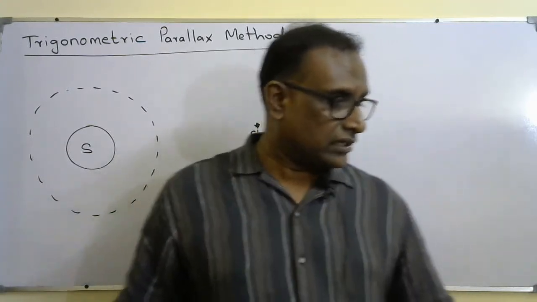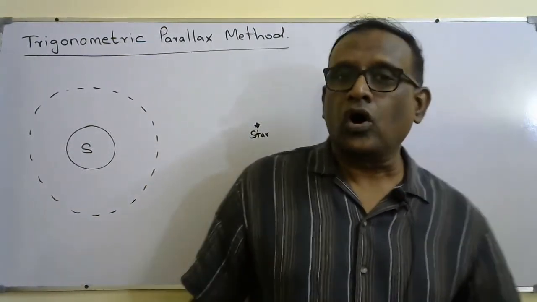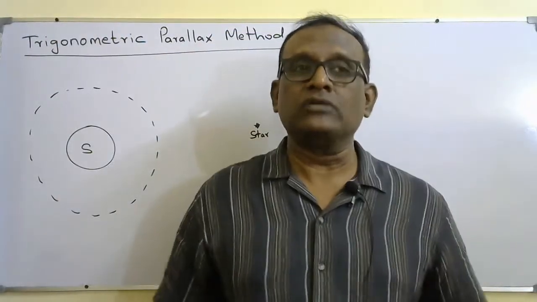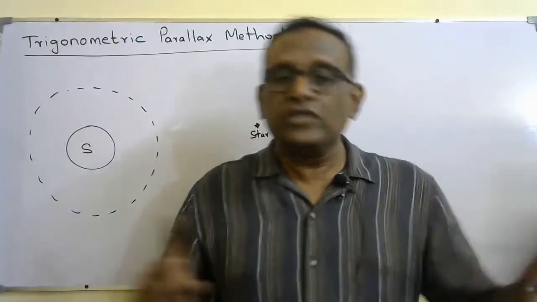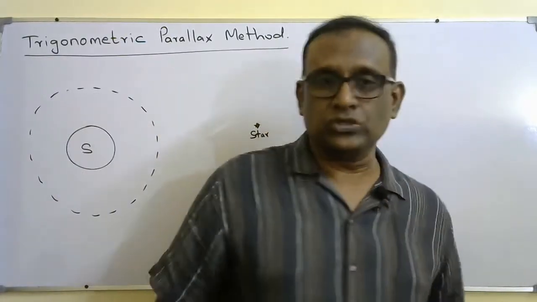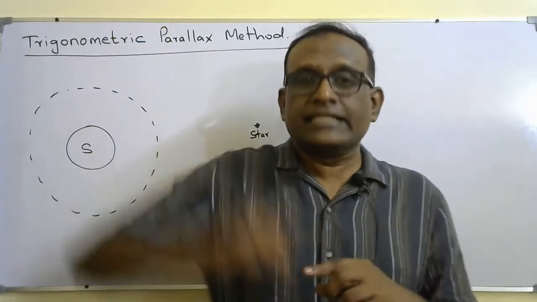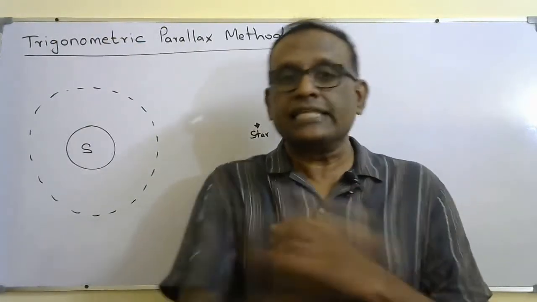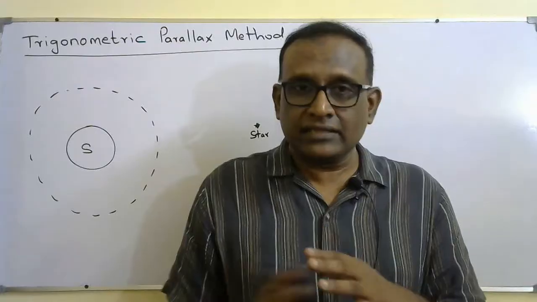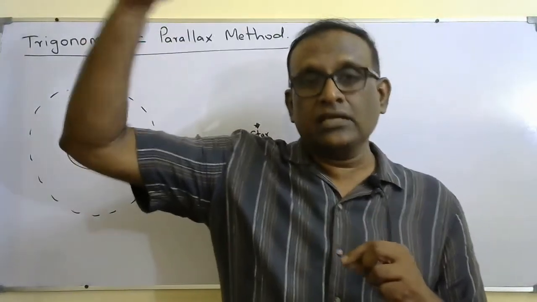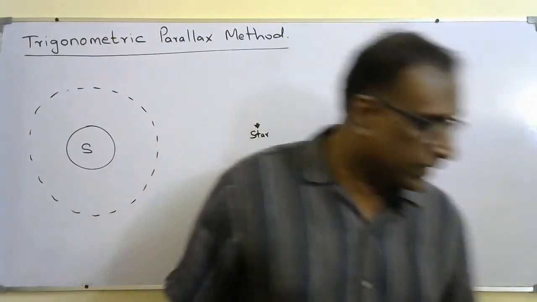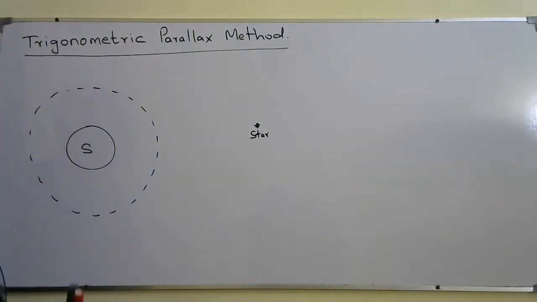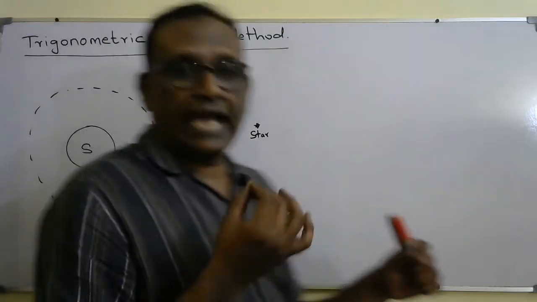Normally you would have noted, when you walk and see a far distant object, or when you see the moon at night and walk, you feel the moon is coming with you. The thing is, when the distance becomes much larger, your change in position won't affect the position of the far distant object. So in this method, we need a reference line to measure the angle.